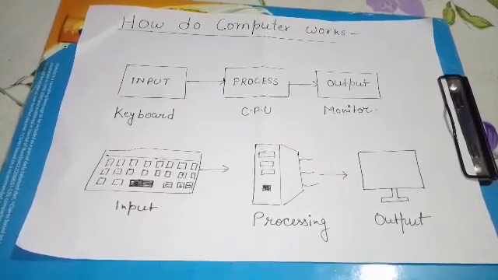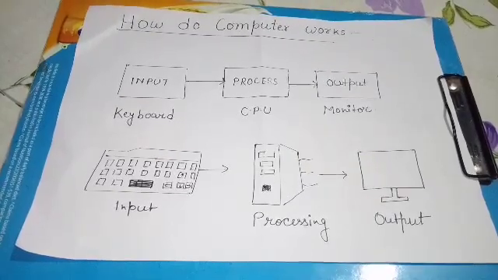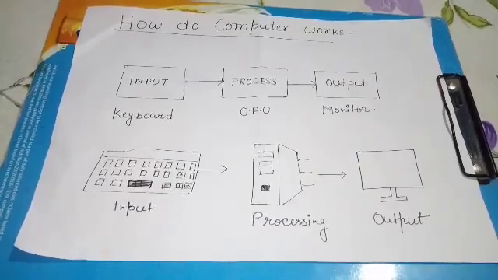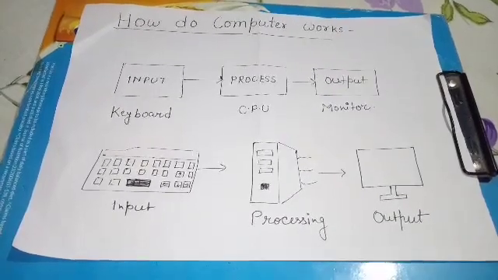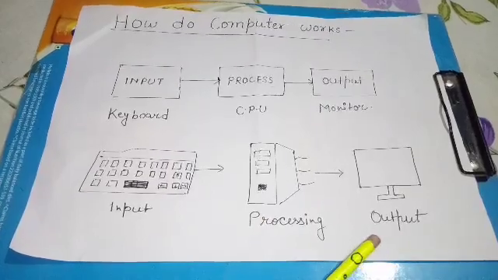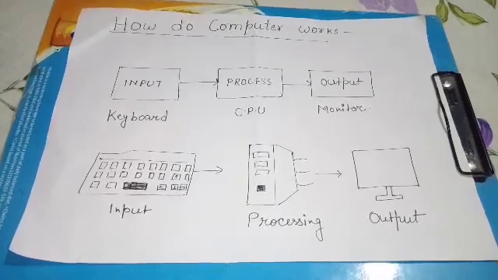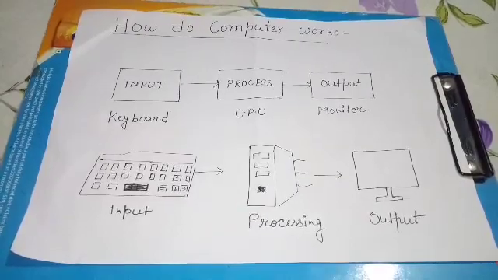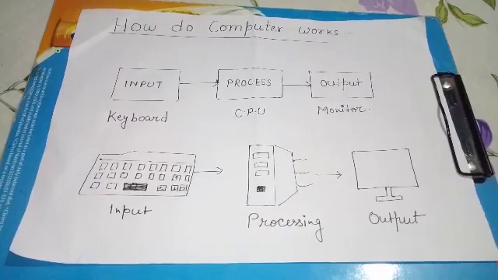So, children, what did you learn today? Today we have learned how computer works. Computer works with the help of three devices. First, input devices, second, processing devices, and third, output devices. So, children, I hope you have understood how computer works. Learn it and remember it.